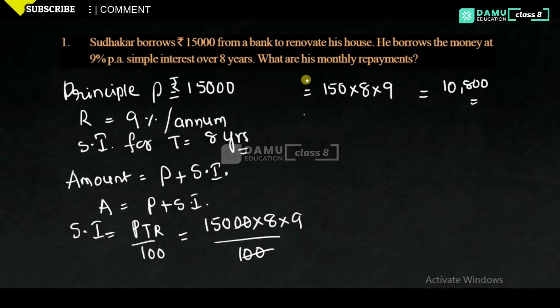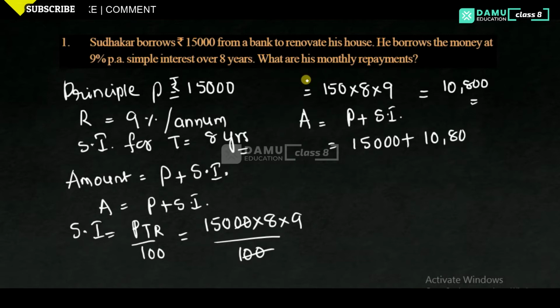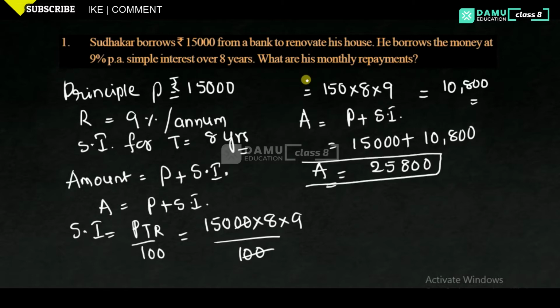So let's take what is the amount. Amount will be equal to P plus simple interest. So P is 15,000 rupees plus simple interest is 10,800. If you add 10,800 with 15,000, what will you get? 25,800 rupees. So this is the amount he needs to pay for 8 years. The amount for 8 years will be equal to 25,800 rupees.